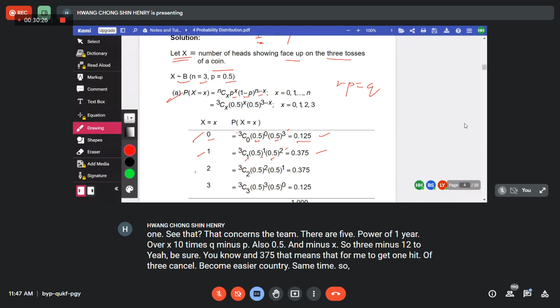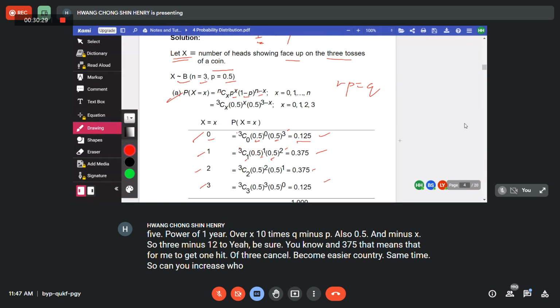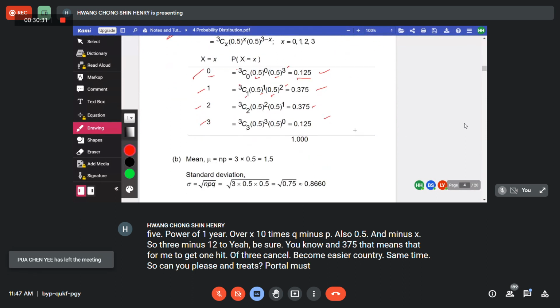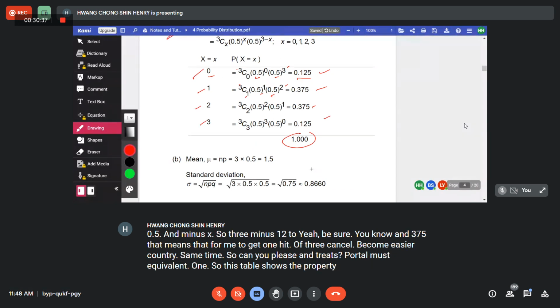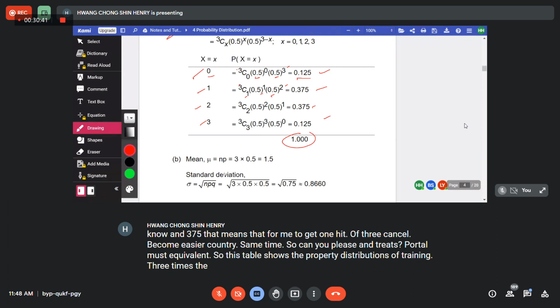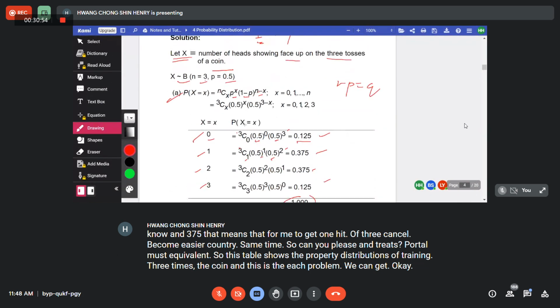So can you try this? 2 heads and 3 heads. Total must equal to what? 1. So this table shows the probability distribution of throwing the coin 3 times, and this is each probability we can get. Okay, I know, total must equal to 1. So is everybody familiar with the formula?